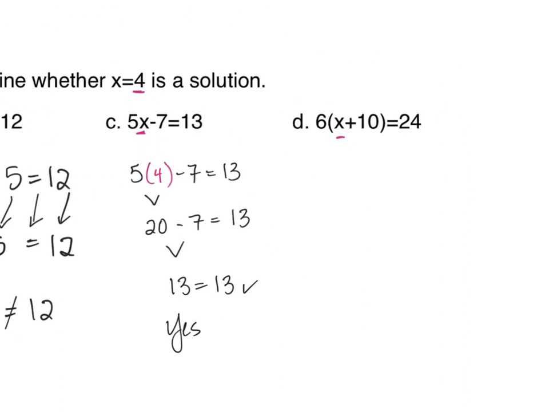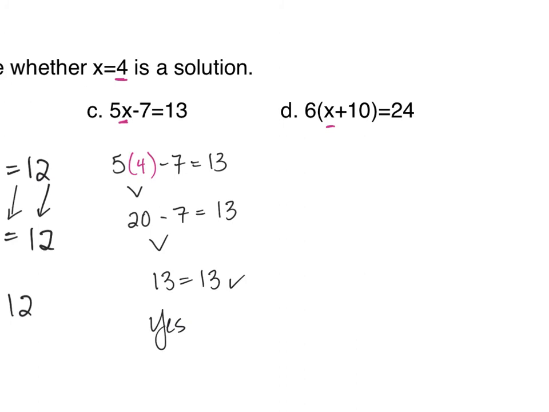On the last one, part D, we have those parentheses again, so we want to make sure to be careful with those. So we have 6 parentheses, and again, I'm not going to double up my parentheses here, but I could if I wanted to. 4 plus 10 equals 24. And so we're going to go inside the parentheses, 14. So we have 6 times 14 equals 24.